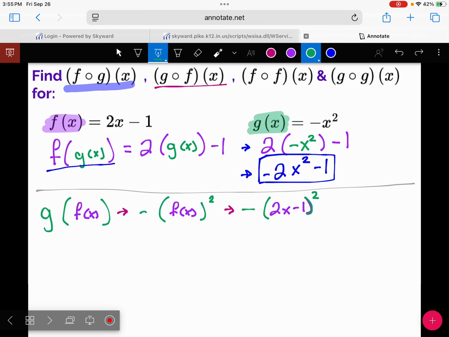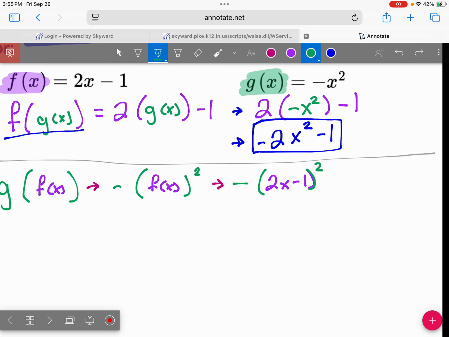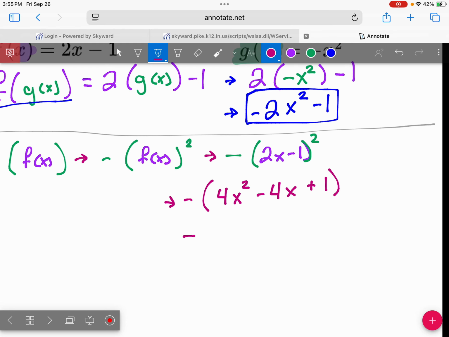And we are going to go ahead and multiply that out. We want to make sure we get this simplified as much as we can. So this is going to become the opposite of, and when I take my 2x minus 1 and square it, that's going to give me 4x squared minus 4x plus 1. So our final simplified answer is going to be our minus 4x squared plus 4x minus 1.